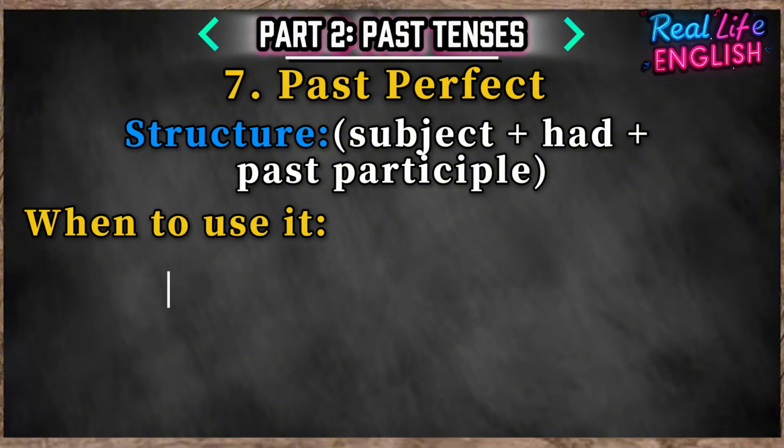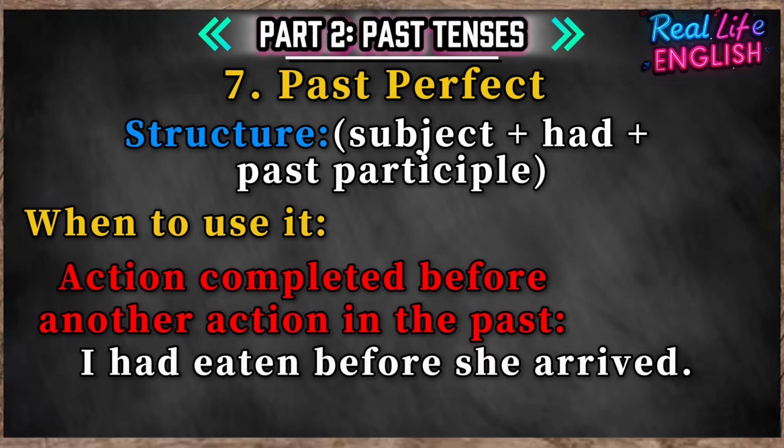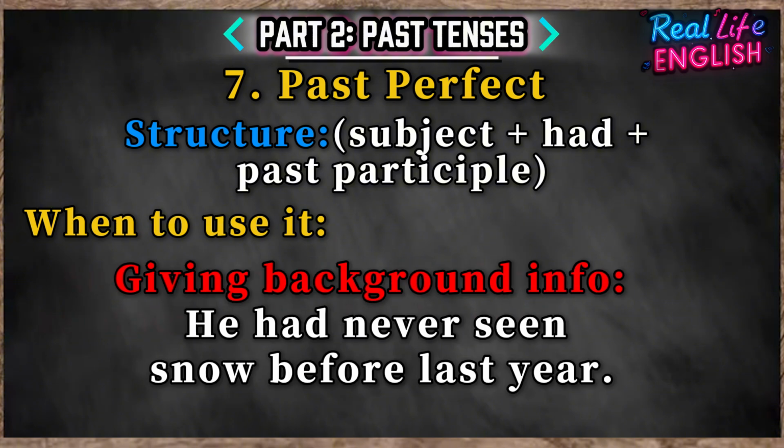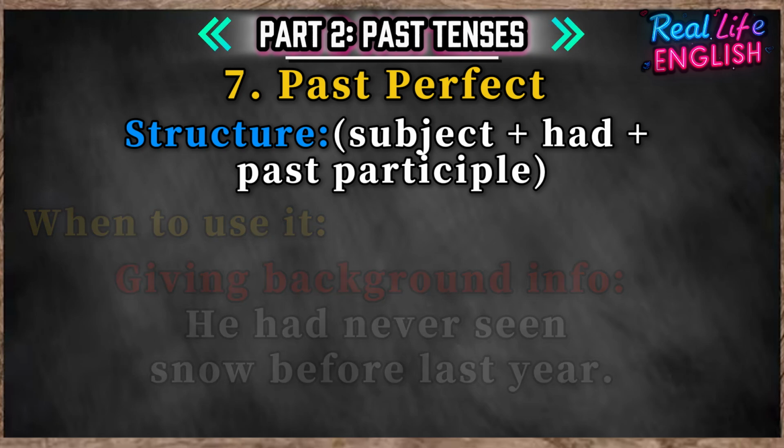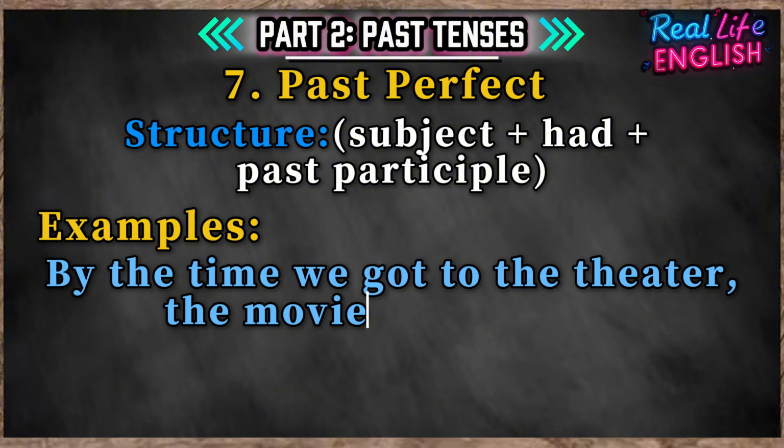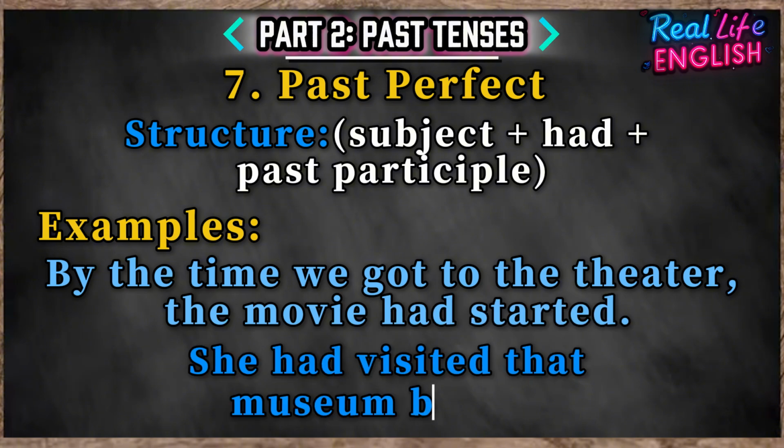When to use it. Action completed before another action in the past. I had eaten before she arrived. Giving background info. He had never seen snow before last year. Examples. By the time we got to the theater, the movie had started. She had visited that museum before.